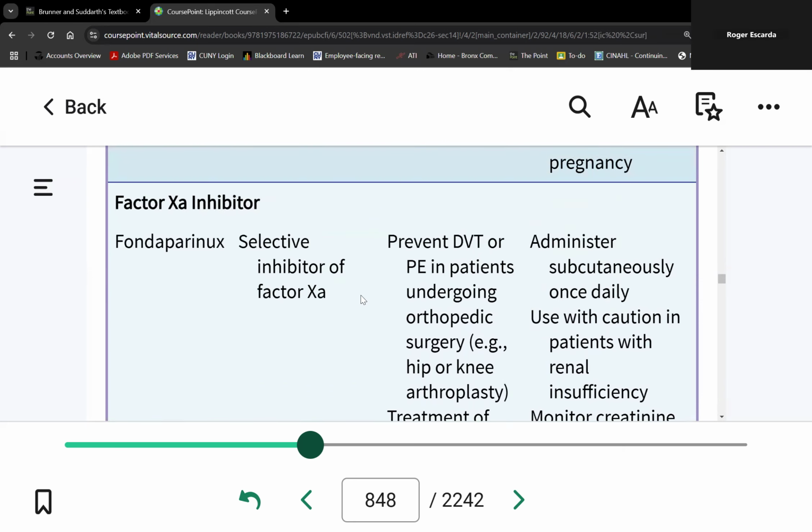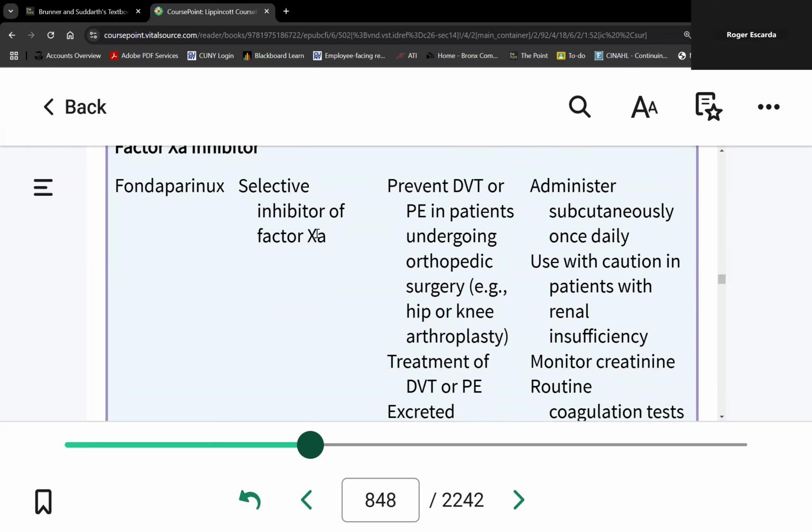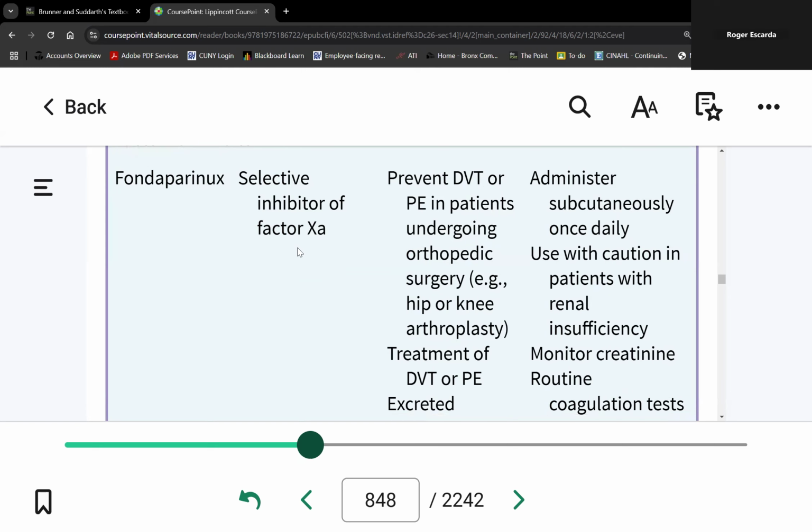From factor 10A, once this is formed or activated, this will now activate thrombin. And after thrombin, it will catalyze millions of molecules of fibrin. And then you have multiple clots.